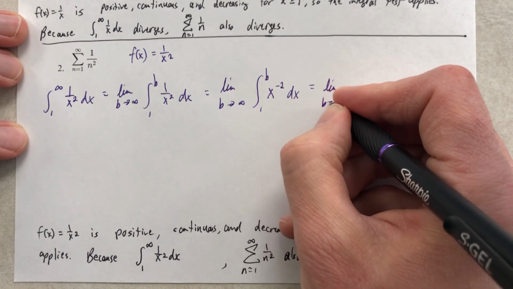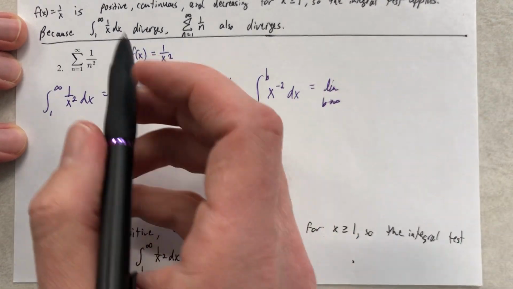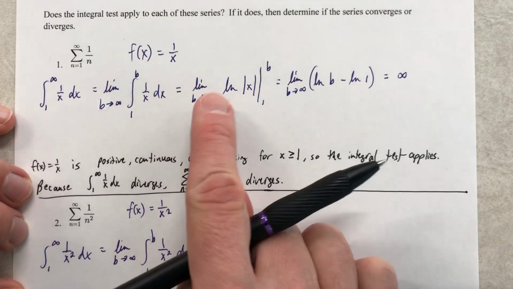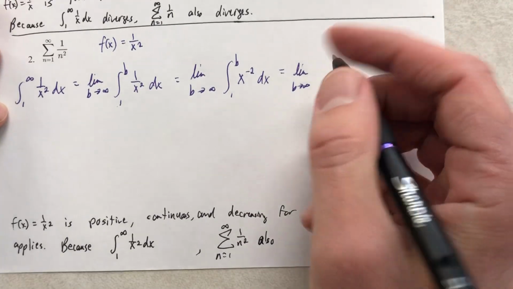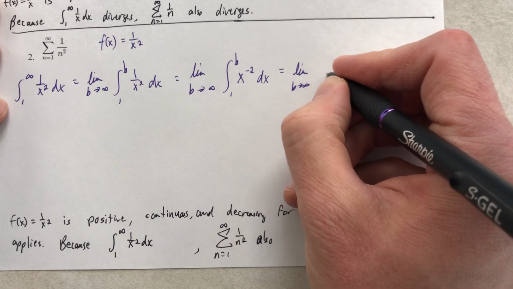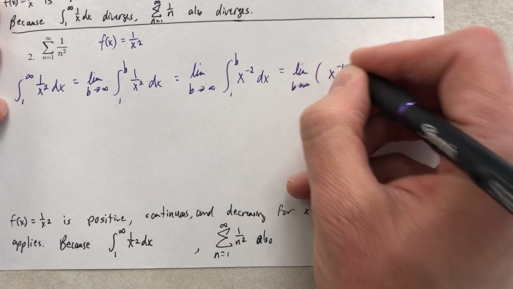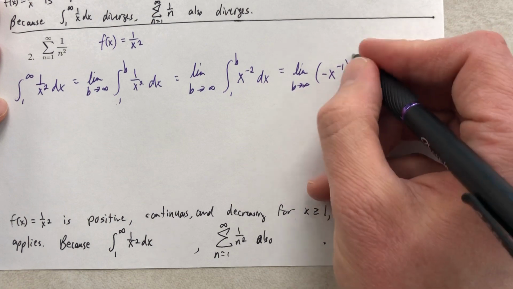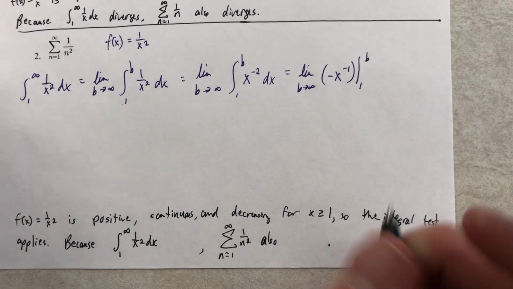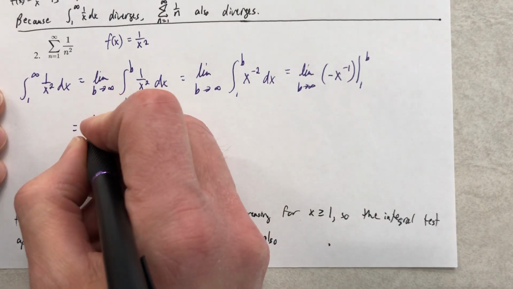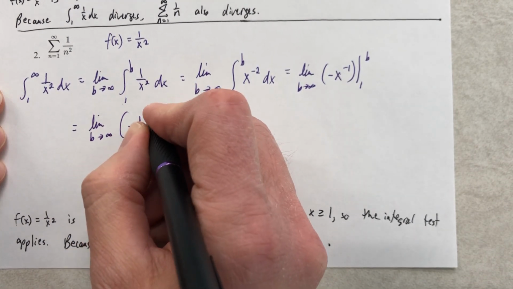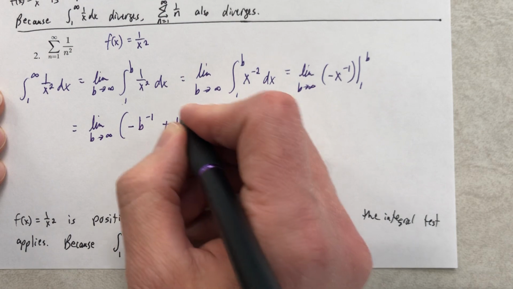The limit as b approaches infinity, and we're going to add 1 to that exponent. We couldn't have done that here. We'd end up with x to the 0, and then the world falls apart. Natural log is the thing to do on that one, but not this one, because the denominator's to the second power, not the first. So we have x to the negative 1, 1 divided by negative 1 is going to give me negative 1, and that's going to happen from 1 to b. No need for a c. This is a definite integral, improper though it may be. So limit as b approaches infinity of negative b to the negative 1 minus negative 1 to the negative 1.